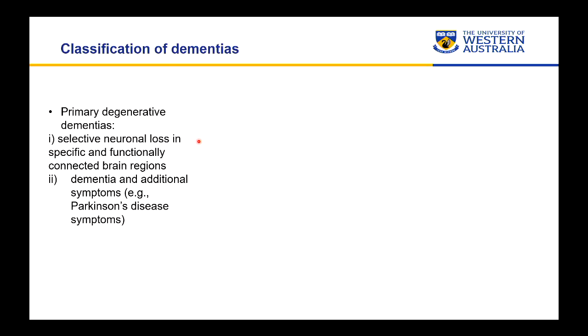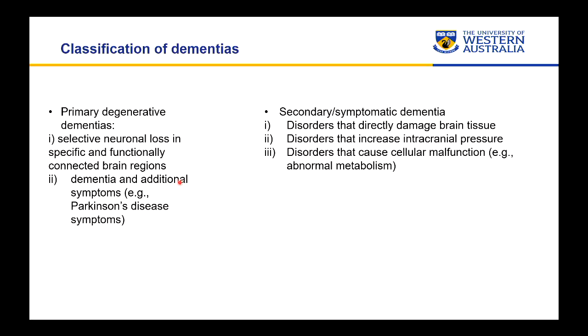And we can classify dementias into different types. So you can have primary degenerative dementias. This is where you get neuronal loss in very specific and functionally connected brain regions associated with the disease. So you usually see this with dementia and Parkinson's disease-like symptoms. You usually get neuronal loss in very specific regions of the brain, like the hippocampus, and even some motor pathways as well, so things like the basal ganglia. But then you can also have secondary dementias as well. Usually these secondary or symptomatic dementias result as a response to something else.